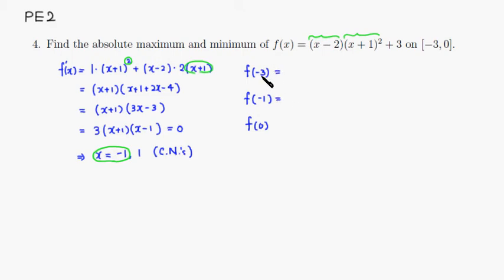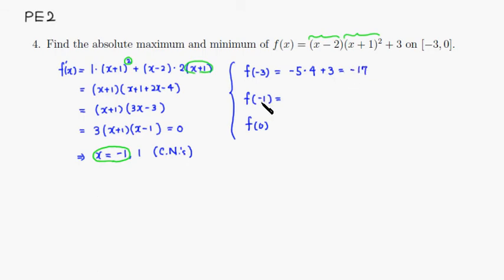If you plug negative 3 into the original function, you will get negative 3 minus 2, so it's negative 5, times negative 3 plus 1, so it's negative 2 squared, which would be 4. Then plus 3, that will be negative 20 plus 3, so negative 17.